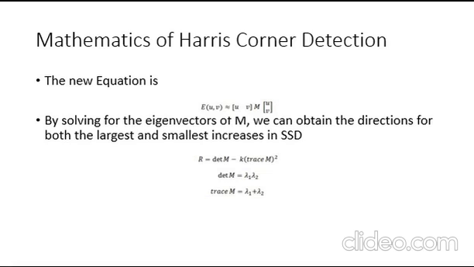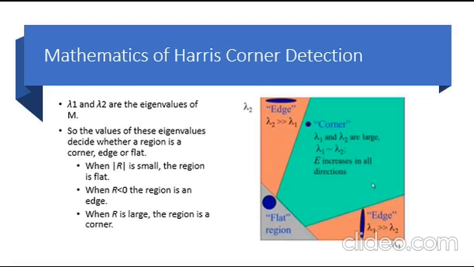A score R is calculated for each window, which is equal to determinant of M minus k times trace of M squared. Here lambda 1 and lambda 2 are the eigenvalues of M. So the values of these eigenvalues decide whether a region is a corner, edge, or flat.